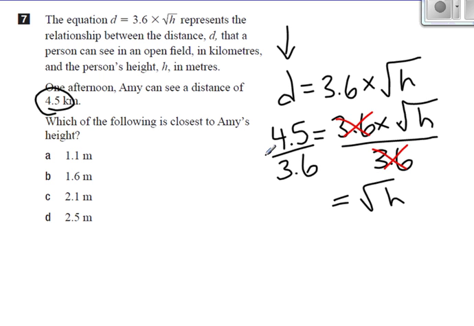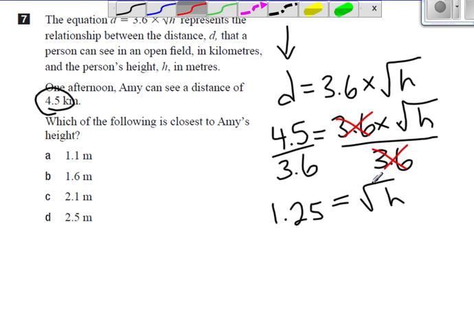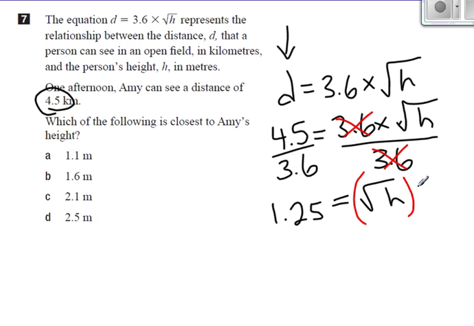On the left, I can use my calculator, 4.5 divided by 3.6, and that gives me 1.25. Now I've almost solved for h. All I have to do now is get rid of the square root. Well, the opposite of square root is square.